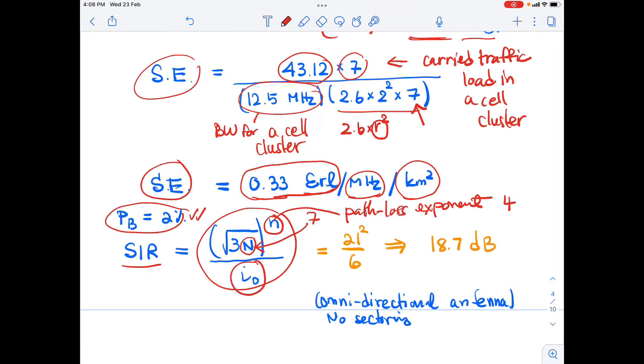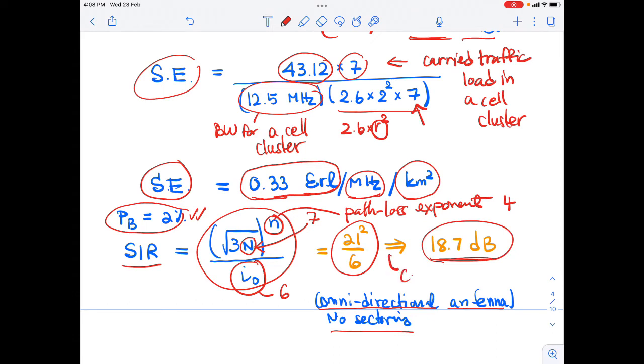I0 is the number of closest co-channel cells, and we assume omnidirectional antennas. There's no sectoring, so the signal from the base station goes everywhere in all 360 degrees. So the number of closest co-channel cells is equal to 6. We put in all the numbers and get 21 raised to the power of 2 divided by 6. Usually SIR or SNR is given in terms of dB, so we convert it to dB. It's 18.7 dB.